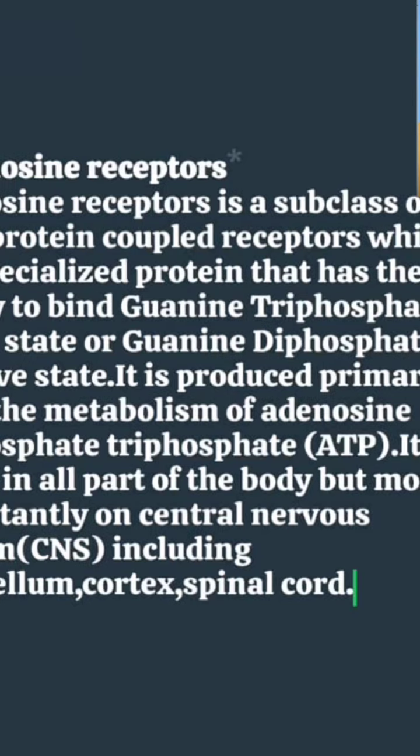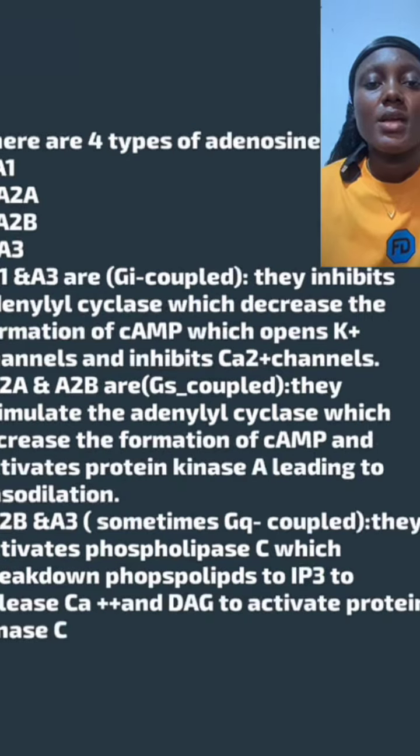Adenosine receptors are produced primarily in the metabolism of ATP, which is known as energy, and they are found in all parts of our body, but most abundantly in the CNS, the central nervous system, which is the cortex.